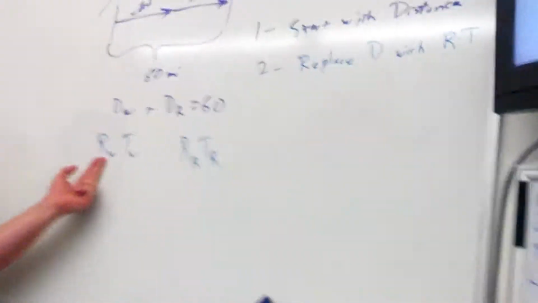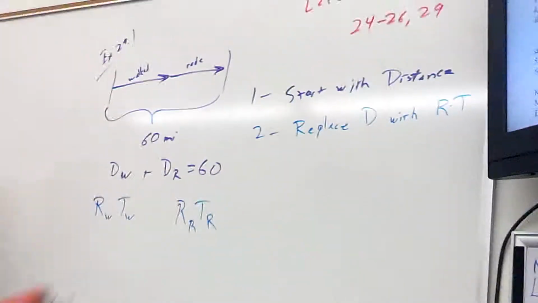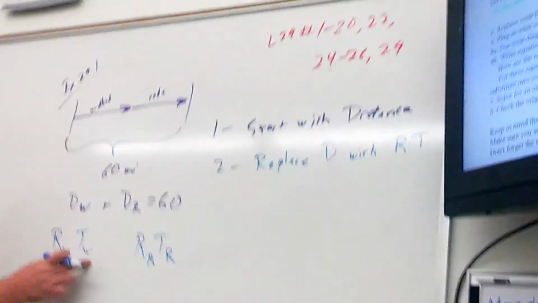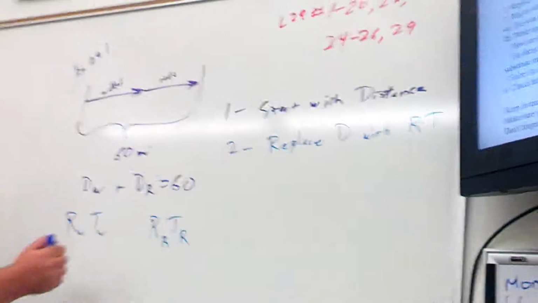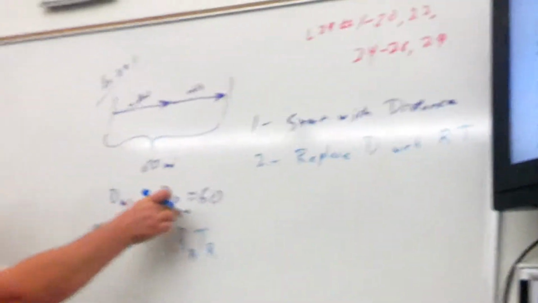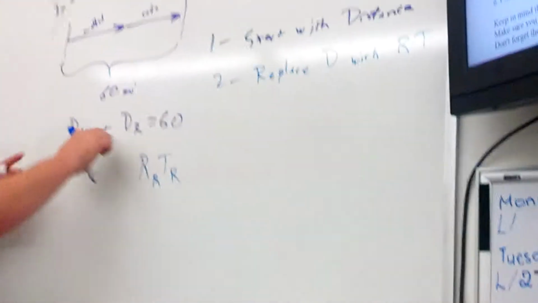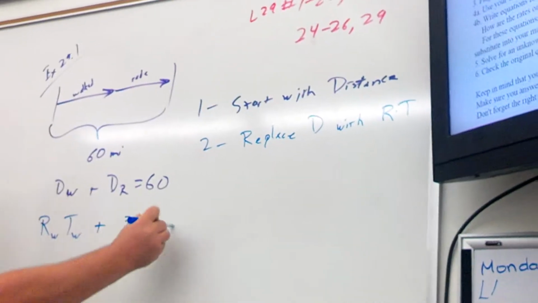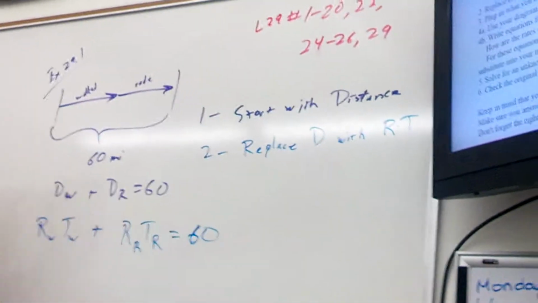We know that this is the rate walking. It's very, very clear what it is that we're talking about. So all I did is I just replaced distance with rate times time, because we know that rate times time equals distance. So we have distance equals rate times time, distance equals rate times time, and when we add these two, we get 60.